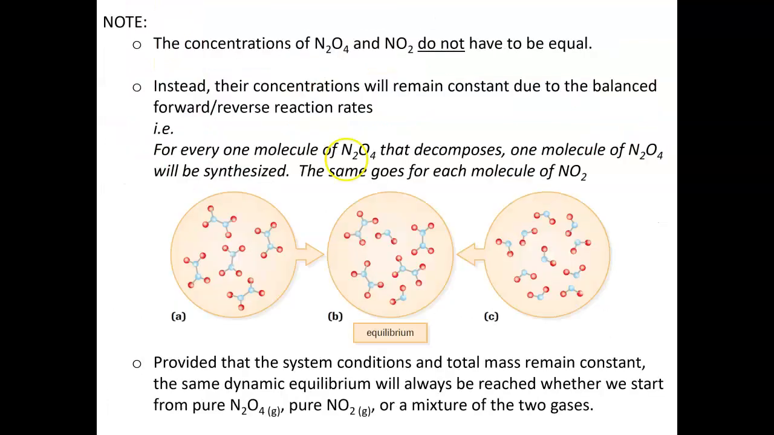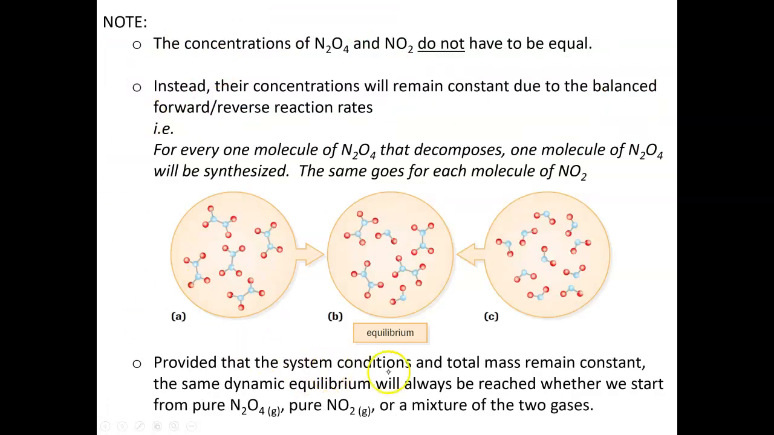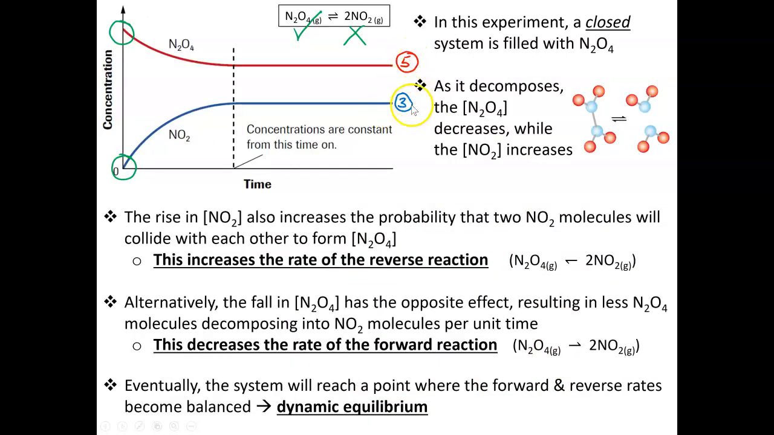Now, an interesting thing about equilibrium is that provided that the system conditions and total mass remain constant, the same dynamic equilibrium will always be reached whether we start from pure N2O4, pure NO2, or a mixture of the two gases. So in this example, we started out with N2O4, but no NO2. But so long as the system conditions and total mass remain constant, we will always reach this ratio of 5:3, even if I start out with the exact opposite.